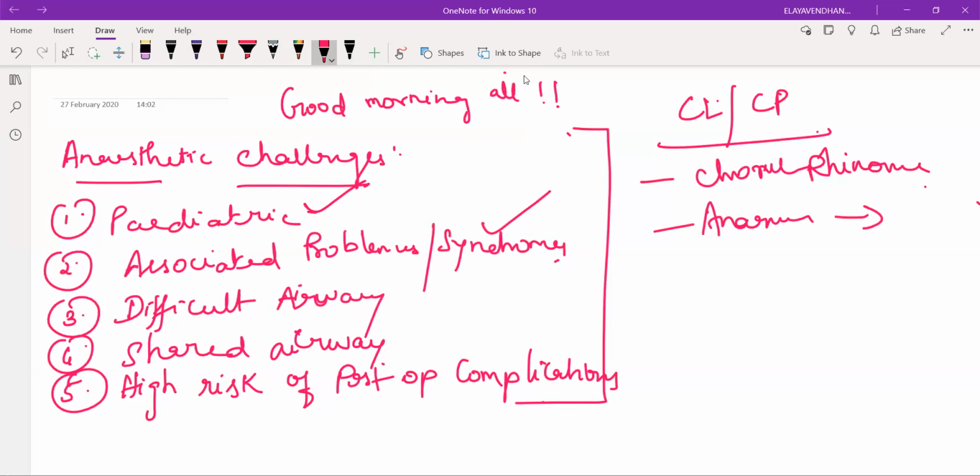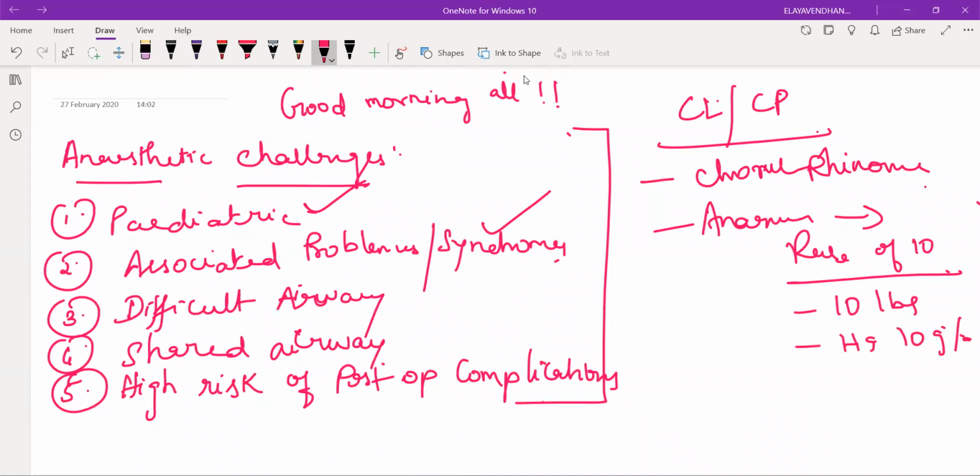So what is the rule of 10 when you take this type of kids for surgery? Rule of 10 means weight of 10 pounds, hemoglobin of 10 grams per deciliter, age of more than 10 weeks, and one more, total leukocyte count less than 10,000. So this is the rule of 10 being followed.